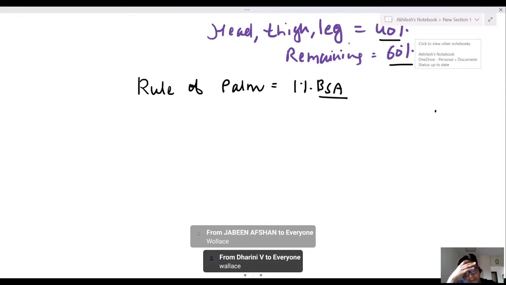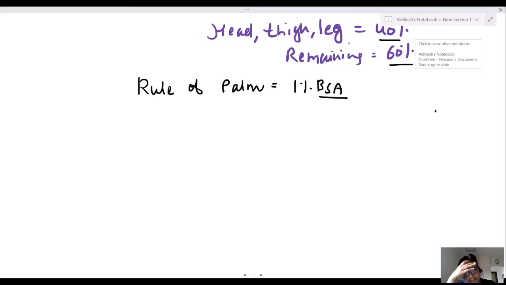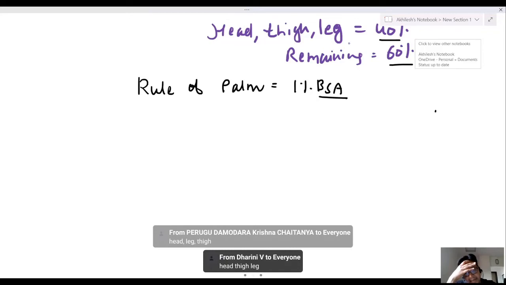In Lund and Browder formula, which area constitutes 40%? Head, thigh, and leg.